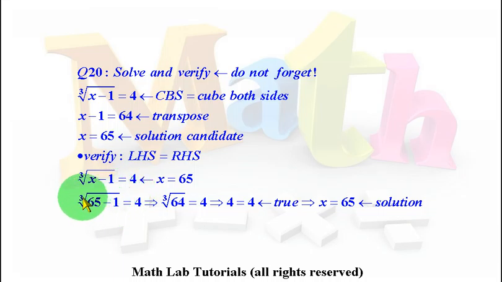On the left, we get cube root of 65 minus 1. Of course, on the right, we get 4. 65 minus 1 is 64, is equal to 4. And of course, the cube root of 64 is just 4. So we wind up getting 4 equals 4, which is certainly a true statement. And again, the solution candidate is indeed the true solution.